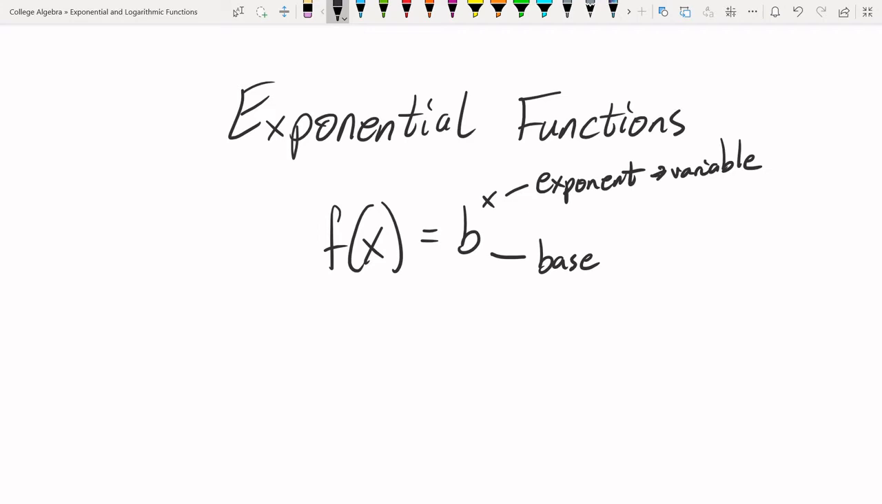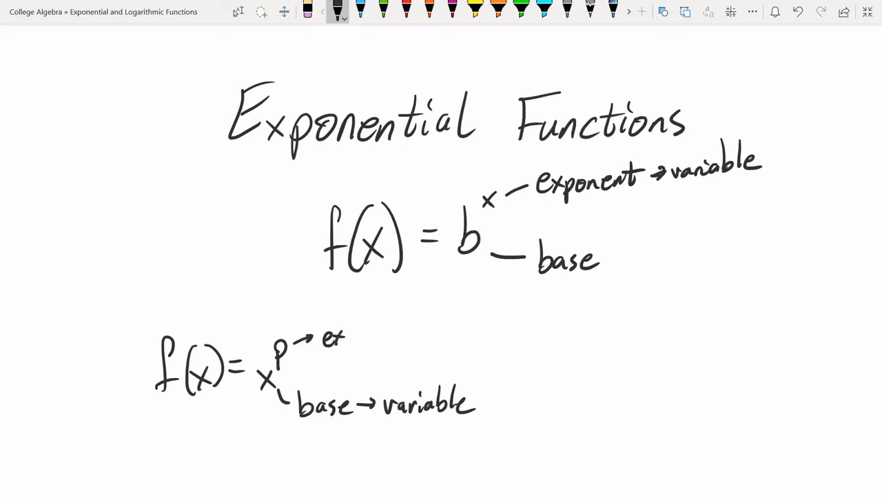Now this should not be confused with a function that looks like this. In this case, the base has the variable, and the power, the exponent, is just a number. So just like in exponential functions, the base is a number. In this function down here, the power is the number. So one function, the exponential functions, has the variable in the exponent. The other function has the variable in the base. These functions are called polynomials.